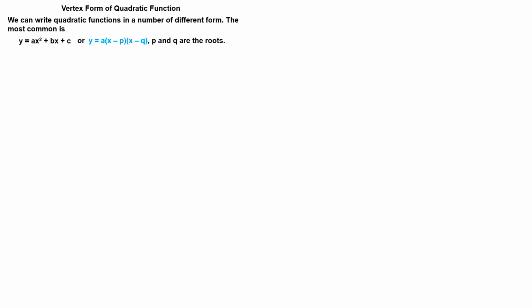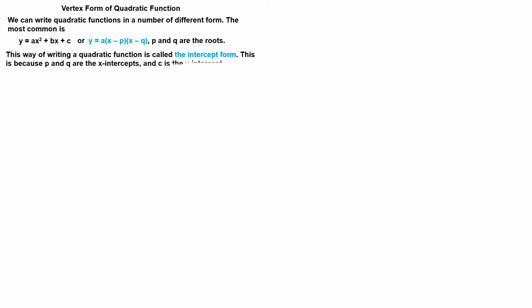We can write quadratic functions in a number of different forms. The most common is y = a(x - p)(x - q) + c, where p and q are the roots. This way of writing a quadratic function is called the intercept form. This is because p and q are the x-intercepts and c is the y-intercept.